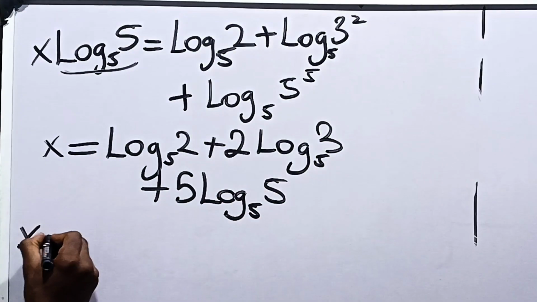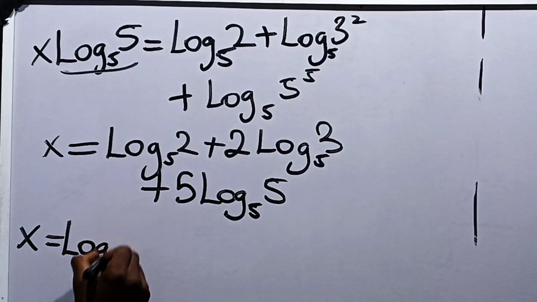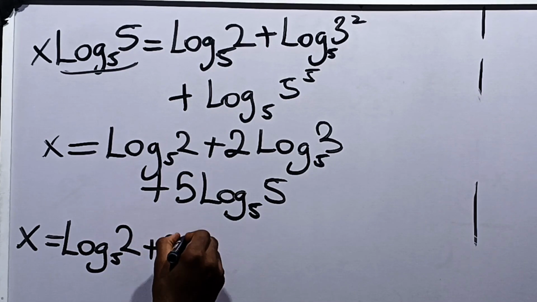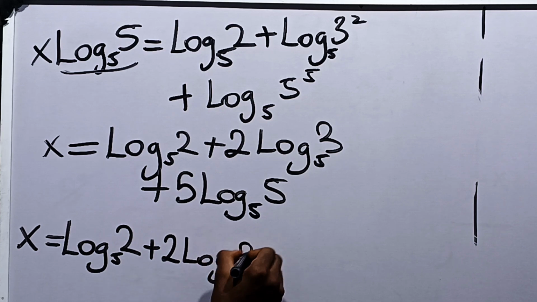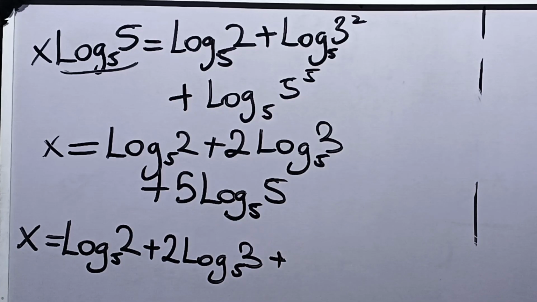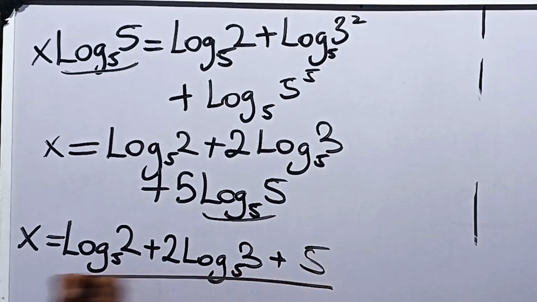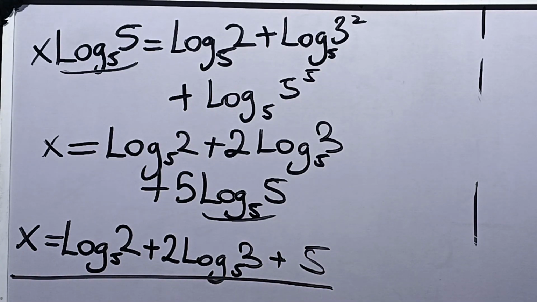Hence our x will become equal to logarithm of 2 base 5 plus 2 multiplied by logarithm of 3 base 5 plus, now logarithm of 5 base 5 is 1, so we have 1 times 5 is 5. So this becomes the final answer for x in this question.